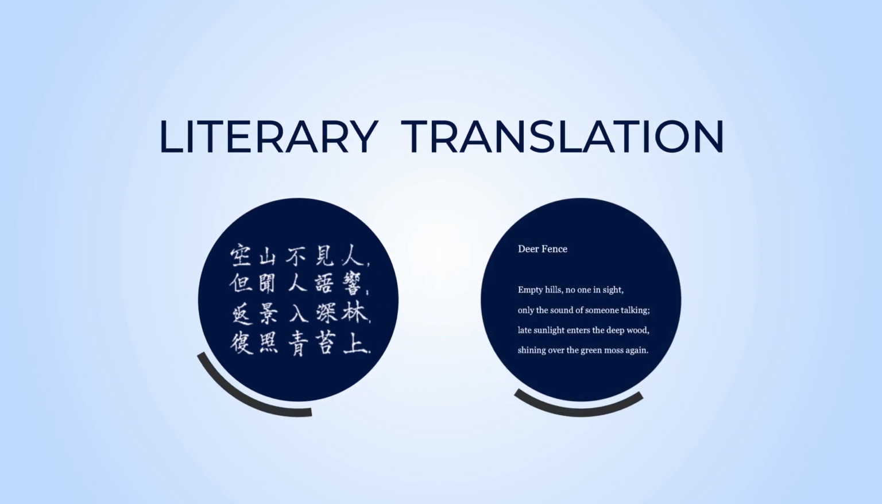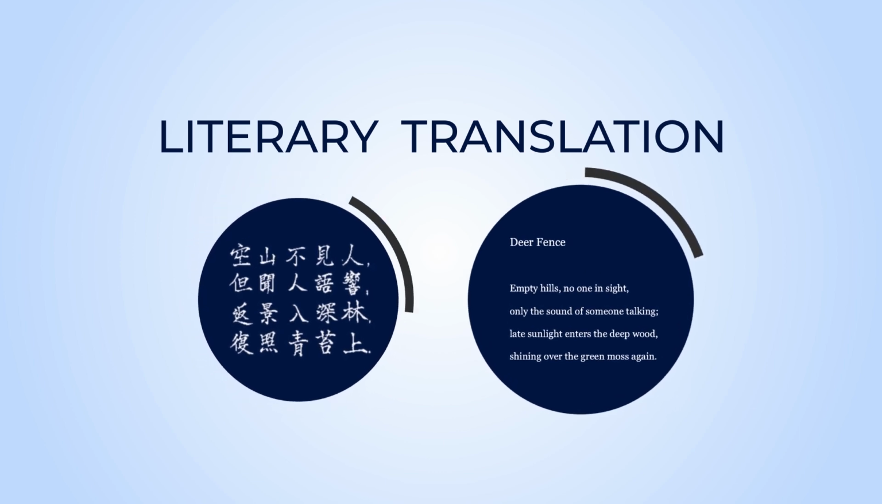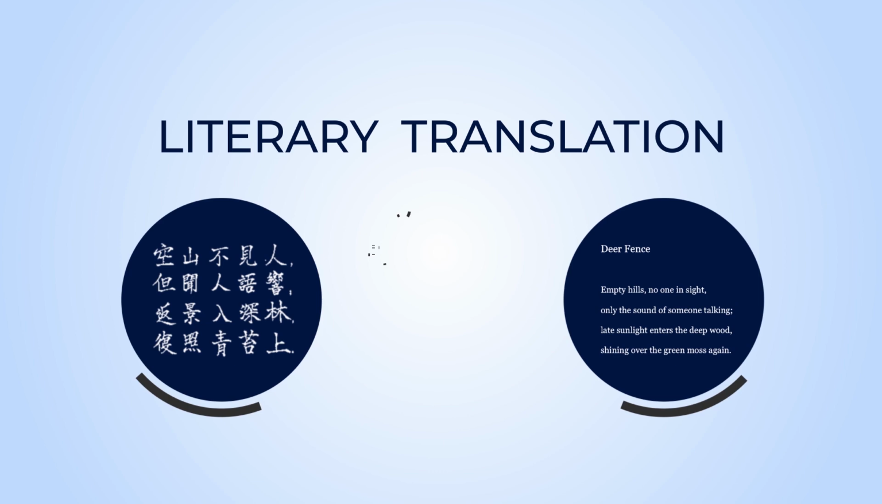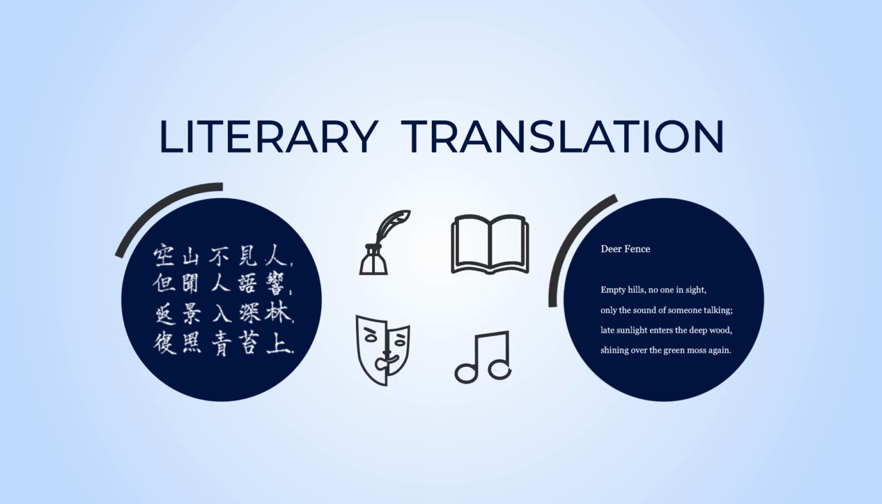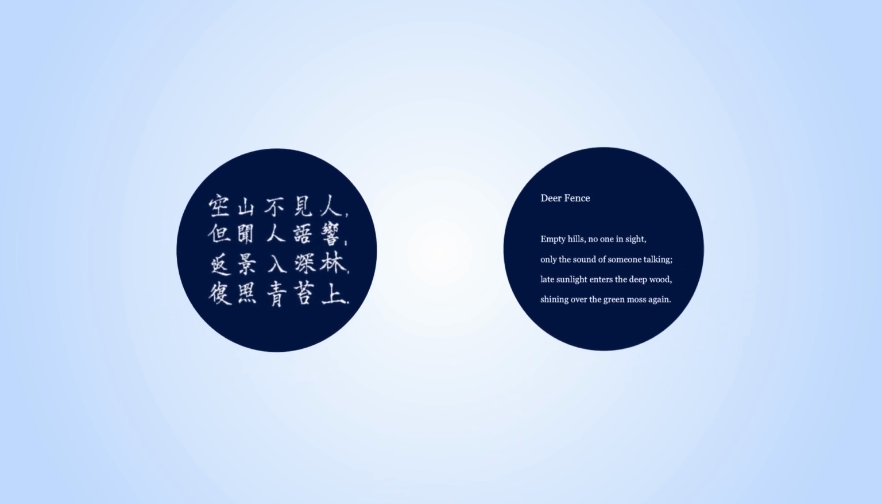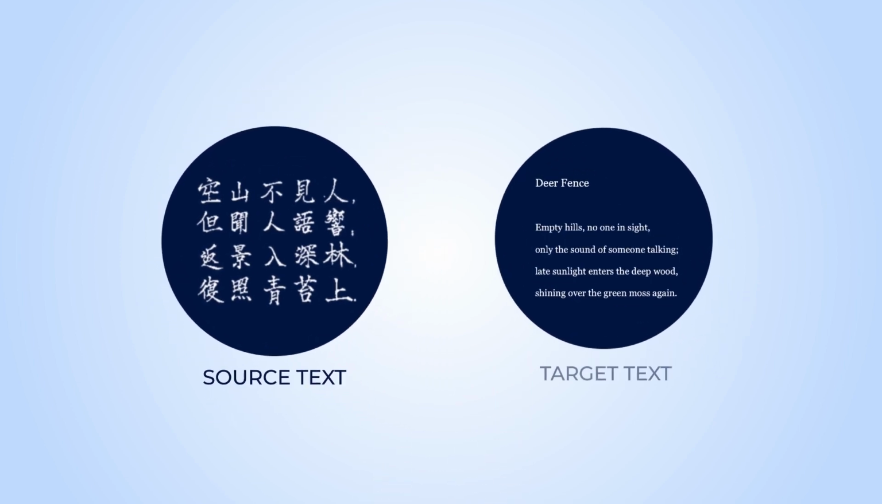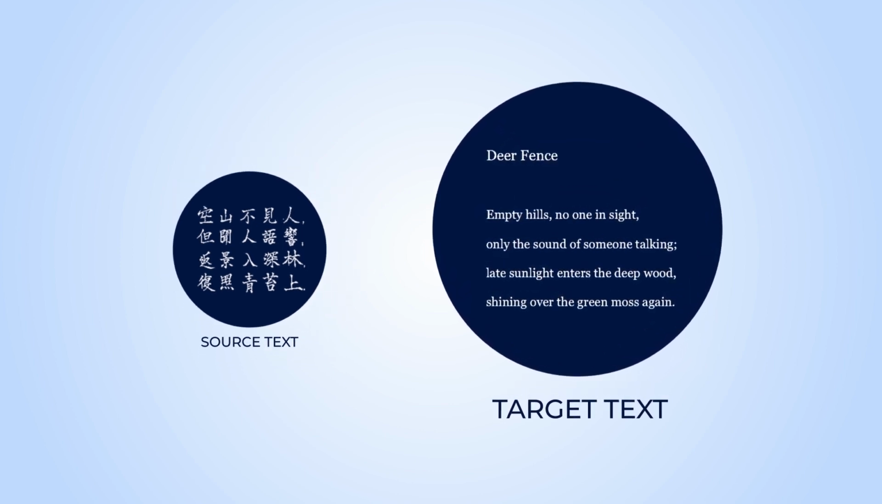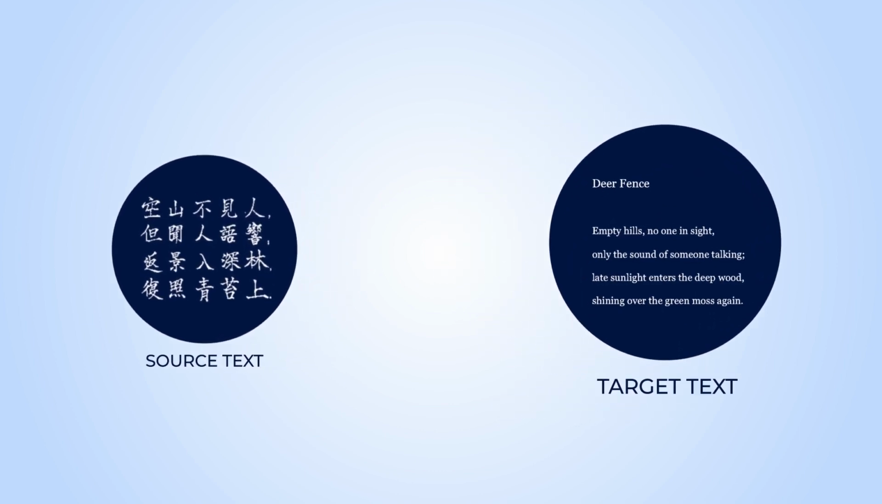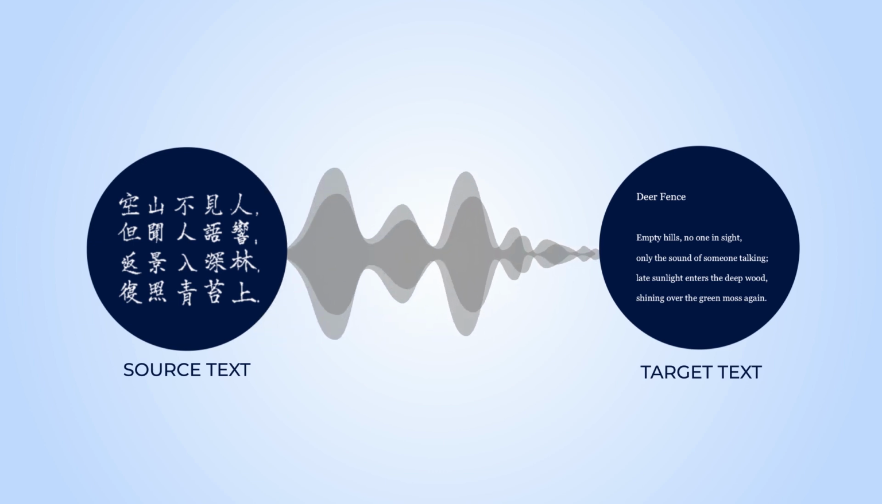Literary translation, which we'll be focusing on, is the translation from one language into the other of a form of literature such as poetry, prose, drama, or songs. But let's be more specific. Translation is an interpretive process through which a source text, also known as the original, is translated into a target text, also known as the translation. In this process, a translator takes a source text in a source language, interprets it, and recreates it in a target text in a target language.